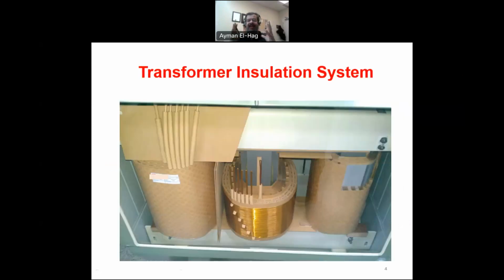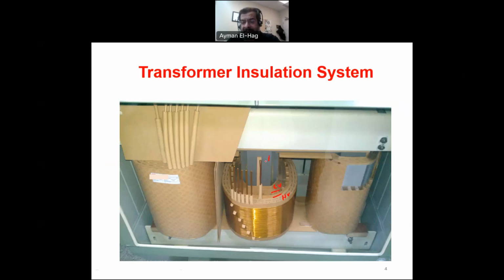Before that, let's have an idea about the insulation system of the transformers. Basically, there are two main components of the insulation system that we want to make sure can withstand any extra stress. The first one, you can see here, is one of the phases. This is the low voltage, this is the high voltage, and between them is what we call the main cooling duct. This is basically for cooling the transformer and insulating the high voltage from the low voltage.